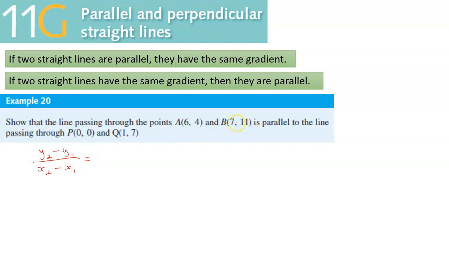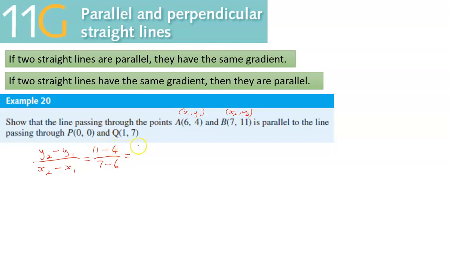So in this case, let's say this is our x2, y2. This is our x1, y1. Remember, it doesn't matter which way round. I'm going to be subtracting and these numbers are bigger, so it's going to be easier for me. So I have 11 minus 4 over 7 minus 6.